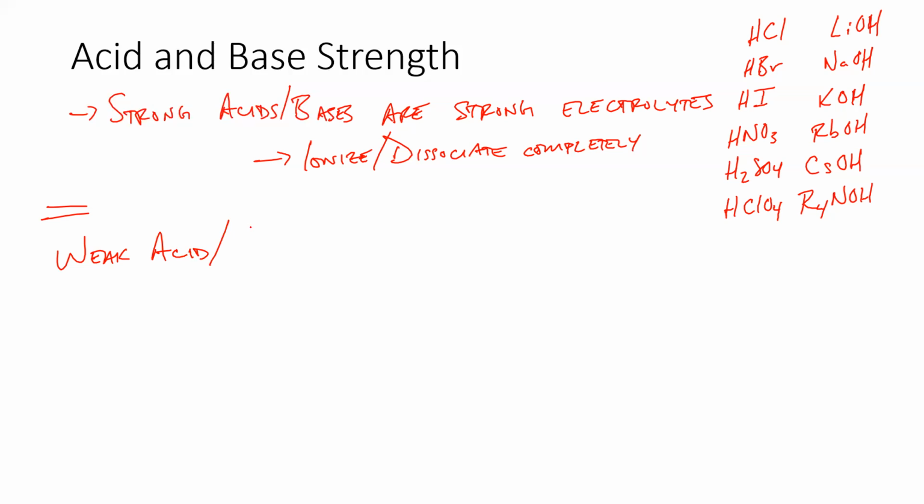All right. Now, conversely, when we talk about weak acids and weak bases, well, if they're not strong electrolytes, they must be weak electrolytes. Which means that yes, they do dissociate some, but not completely. And that's why we have to use these equilibrium constants to tell us what that level of dissociation is.